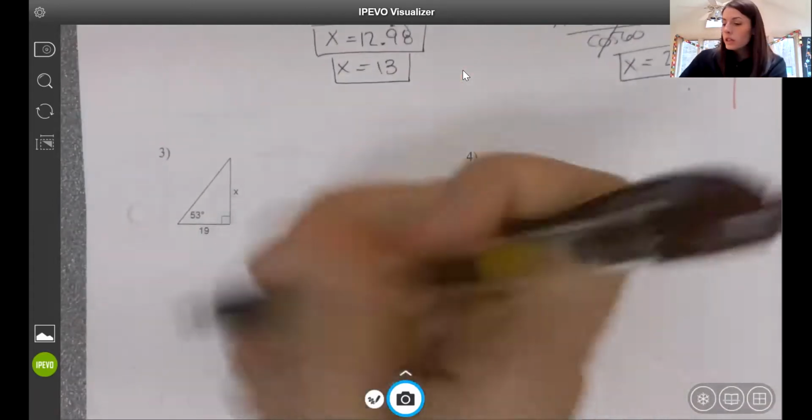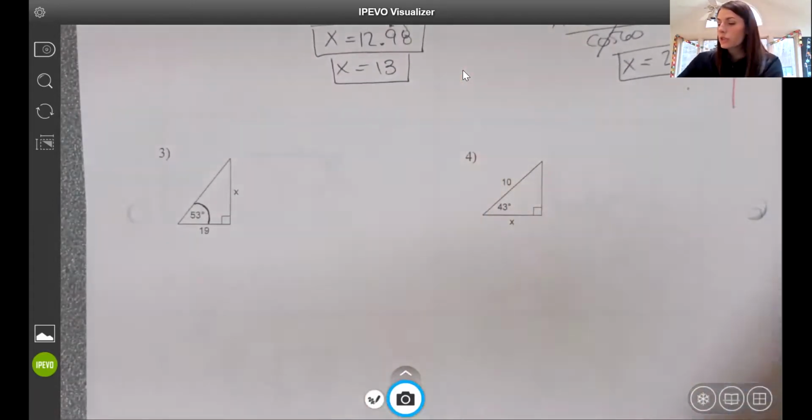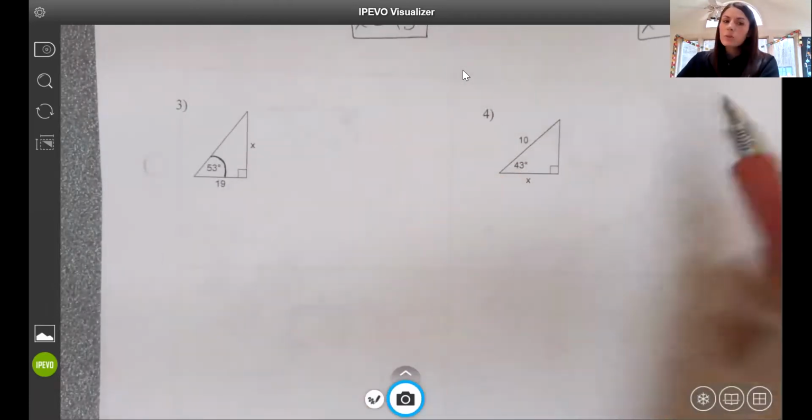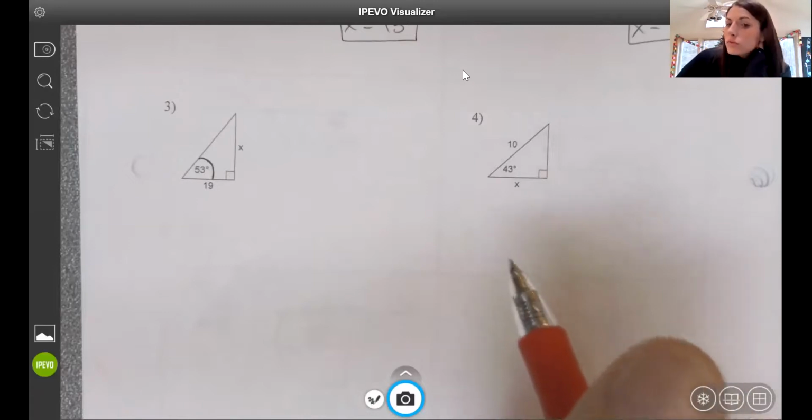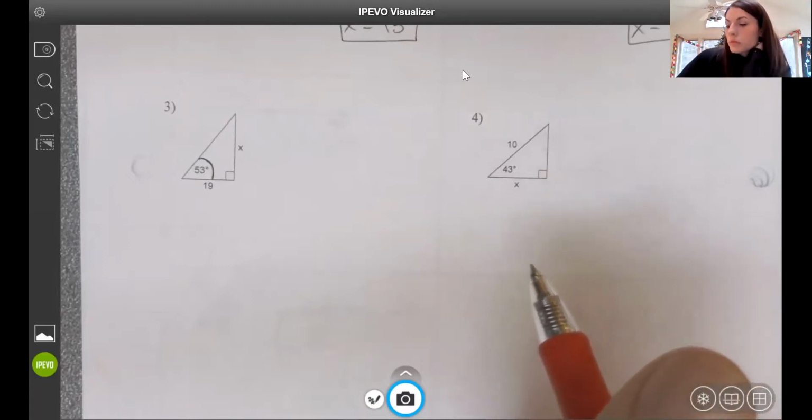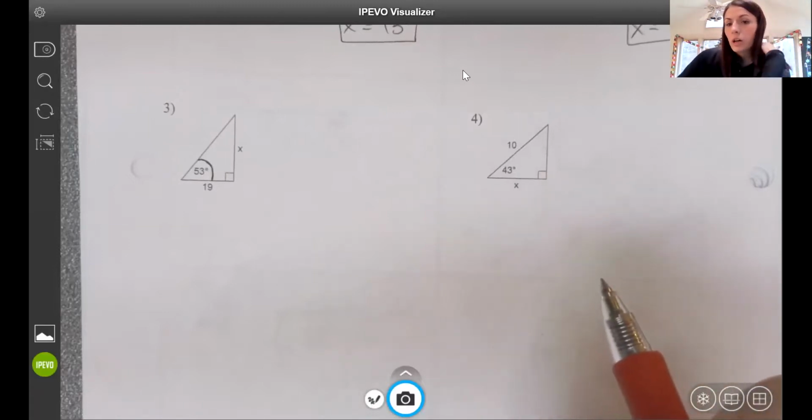On 3, here's my angle, 53. So I have 2 sides. What 2 sides do I have here on this example? Opposite and adjacent.